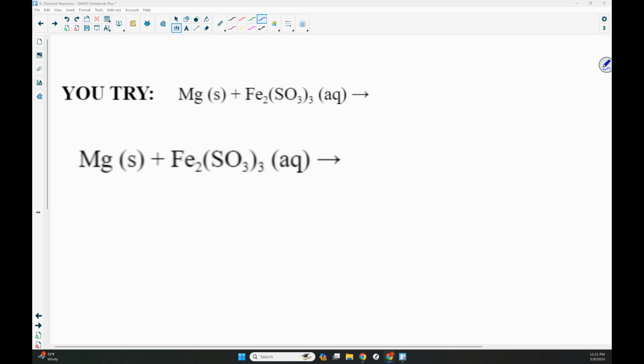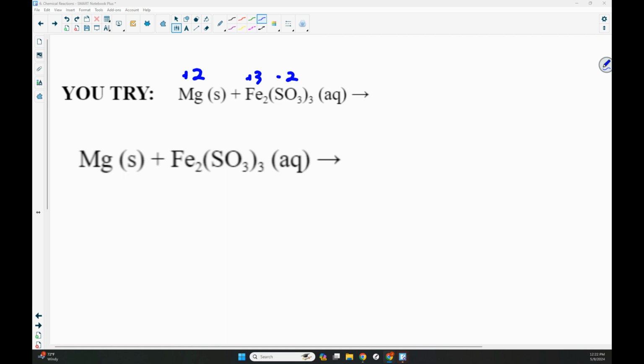Step 1, we determine if a reaction is going to happen. Who is more appealing to the anion here? And the anion is SO3 with a -2 charge. Magnesium has a +2 charge, and iron has, in this case, it must have a +3 charge. I know that by looking at the charge of the sulfate and knowing that they have to be neutralized here. We could do a T chart for that if you wanted to.